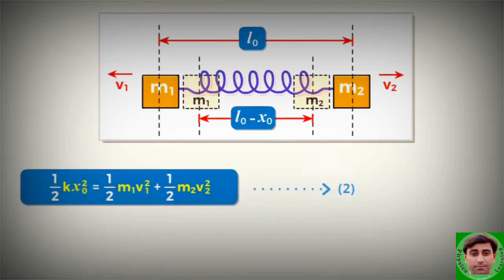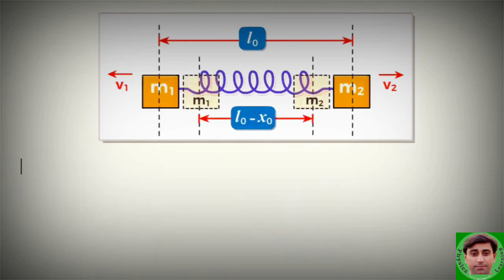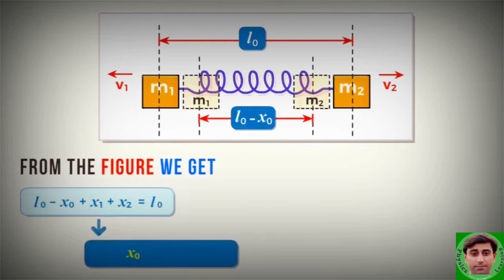In the initial condition, there is no external force on the system and both the blocks are stationary. Therefore, the center of mass of the system is at rest. So we can write M1x1 equal to M2x2. Let's call this equation 3. Also, looking at the figure, we can say that L0 minus x0 plus x1 plus x2 is equal to L0. This implies x0 equal to x1 plus x2. Let's call this equation 4.